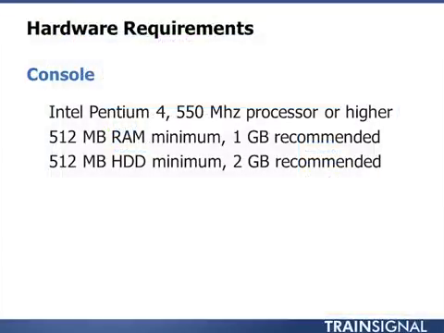Alright, so from a console hardware requirements perspective, you're looking at an Intel Pentium 4 500 MHz processor as the minimum, 1 gig is recommended. I'd go higher. Most of your management PCs would probably be higher anyway. You're looking at about 512 meg of RAM minimum, 1 gig recommended. Again, I'm probably going with 4 gig on my management PC, probably more. 512 meg hard drive minimum, 2 gig recommended. Mine is going to have more than sufficient disk space.